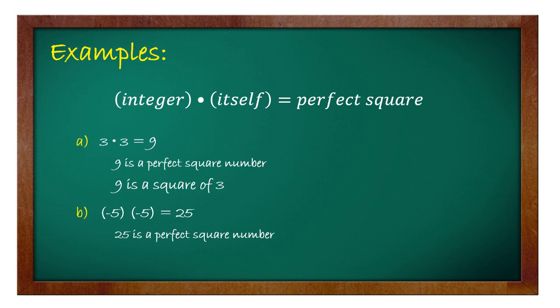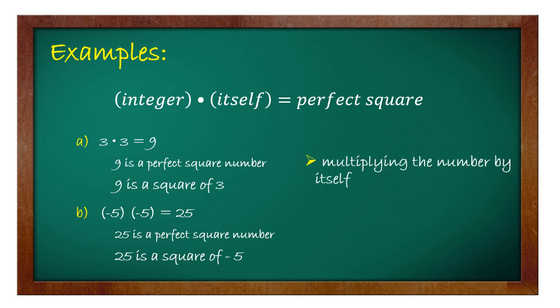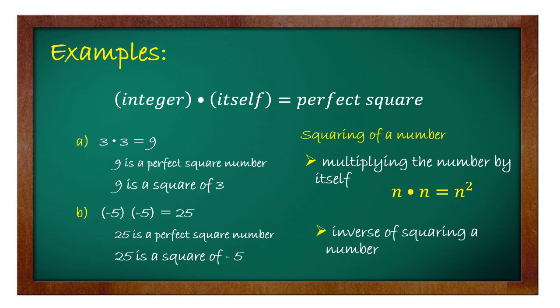Okay? So, 25 is what we call perfect square number, and we could say that 25 is a square of negative 5. So, kapag nagmumultiply tayo ng number by itself, ang tawag natin dun sa process na yun is squaring of a number. So, that means n times n is equal to n squared. Now, ang opposite naman or yung inverse ng squaring of a number, ang tawag naman natin sa kanya ay taking the square root. So, ang symbol natin for the square root is what we call radical sign.